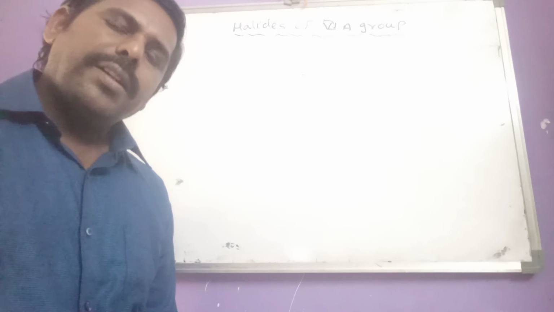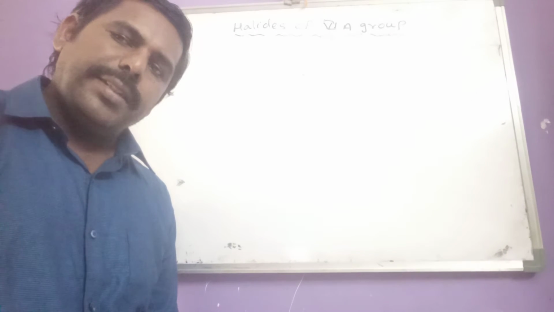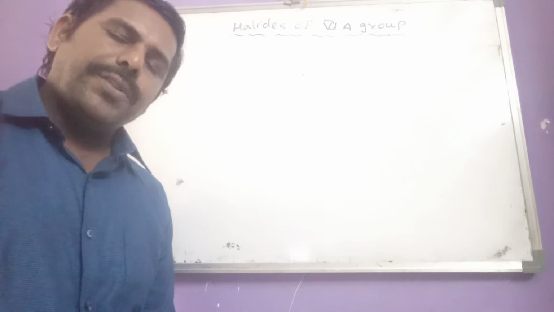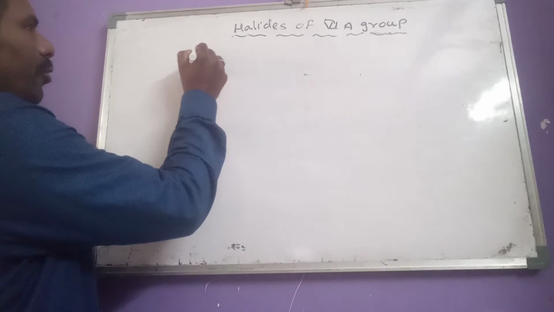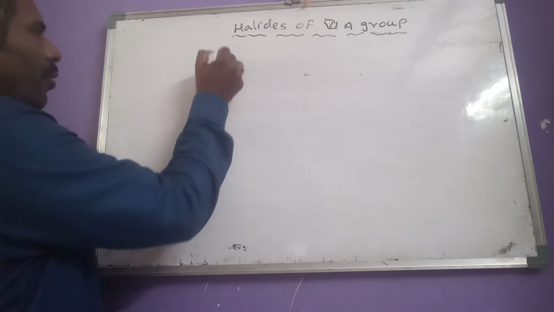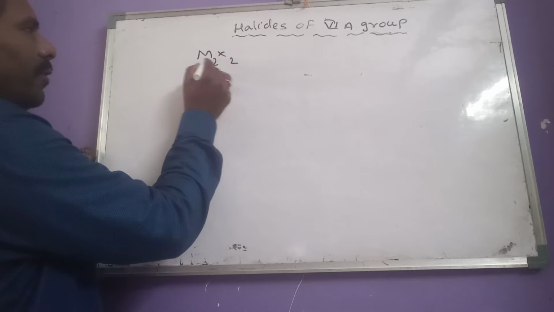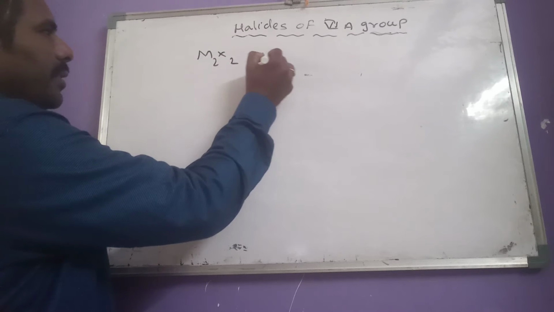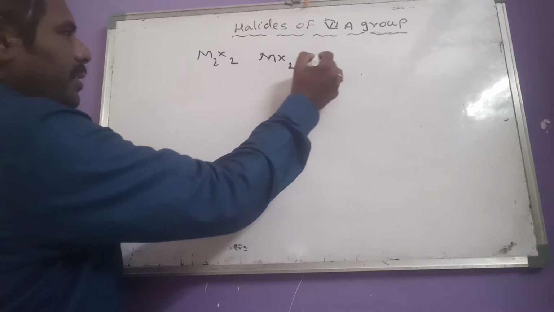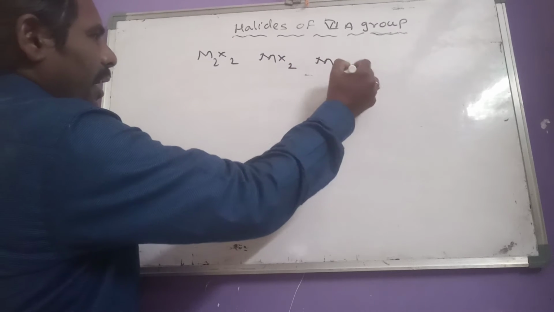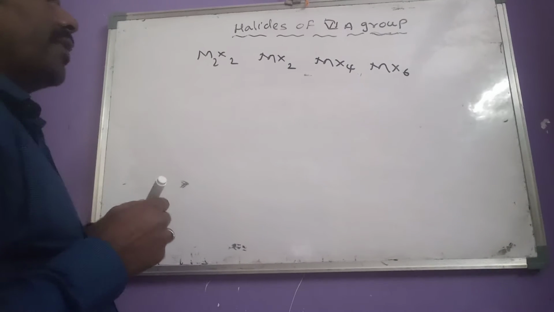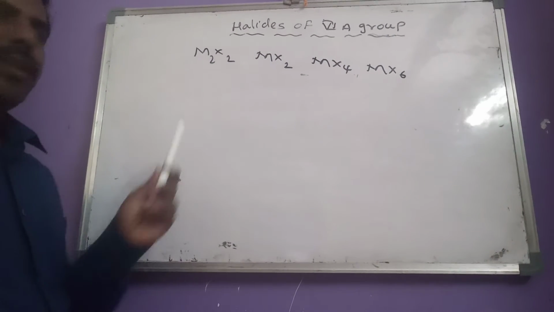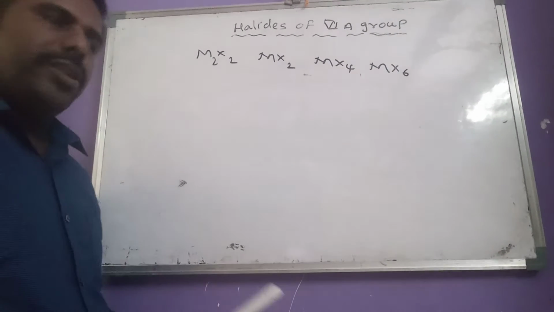Hello to everyone. In this video, let us discuss halides of 6th A group elements. So see here, 6th A group elements form four types of halides: first, monohalides, dihalides, tetrahalides and hexahalides. These are the four types of halides formed by chalcogens.